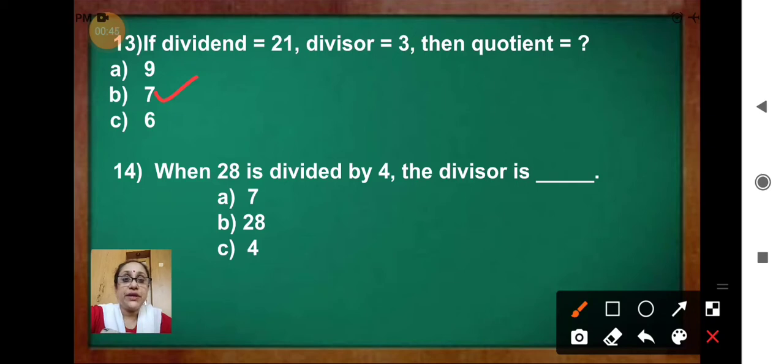Now question 14. When 28 is divided by 4, the divisor is dash. So it is asking divisor. Okay. So the options are 7, 28 and 4. So the correct answer is 4. The divisor is 4. Okay.